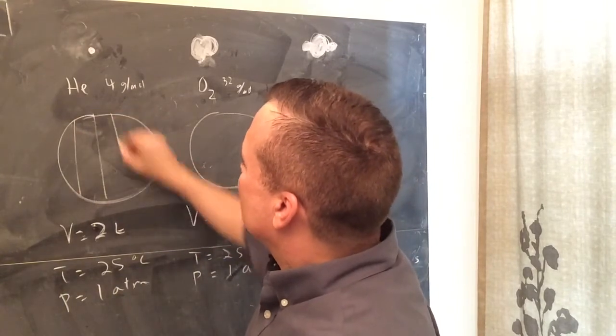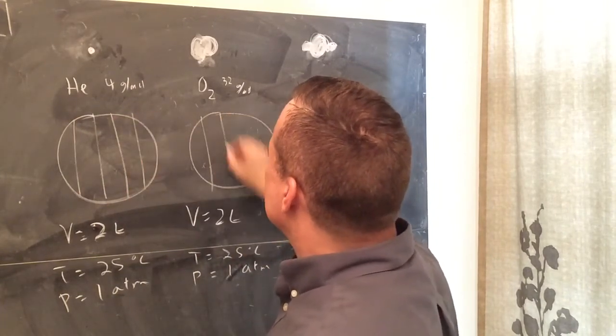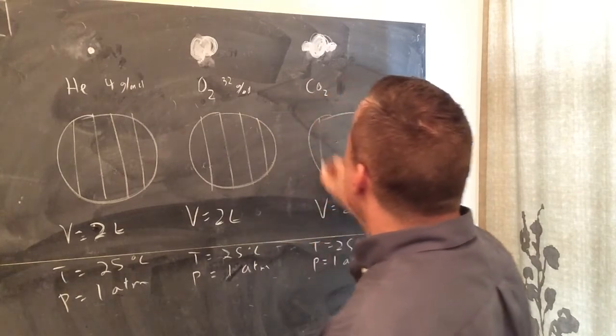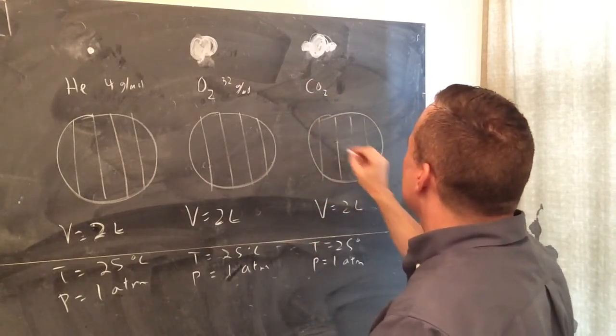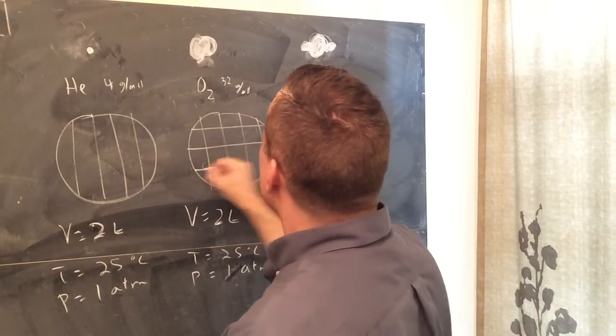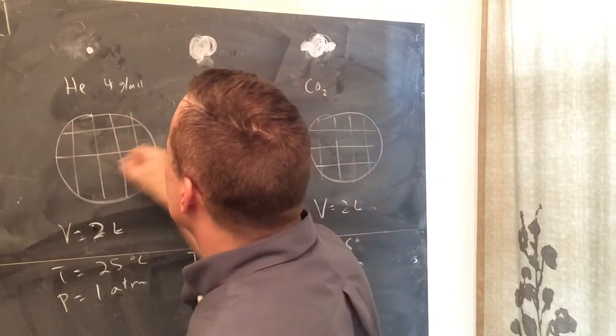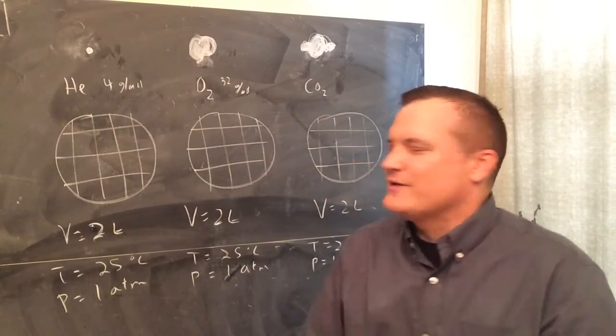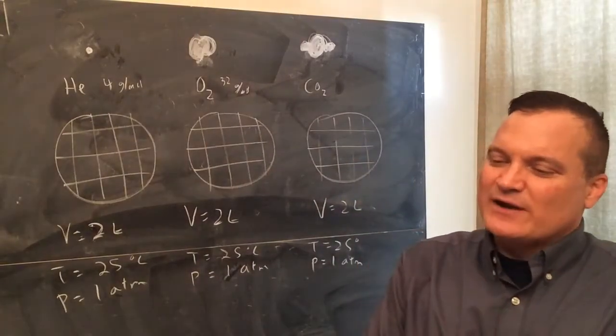1, 2, 3, 4. 1, 2, 3, 4. 1, 2, 3. What did I just do? Okay. Here's another way to look at it.